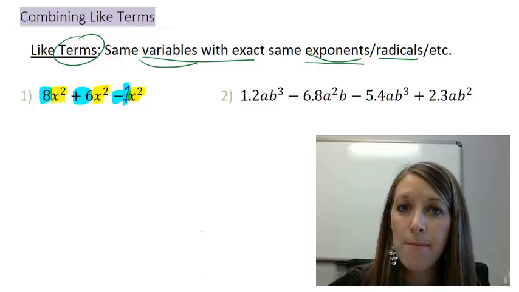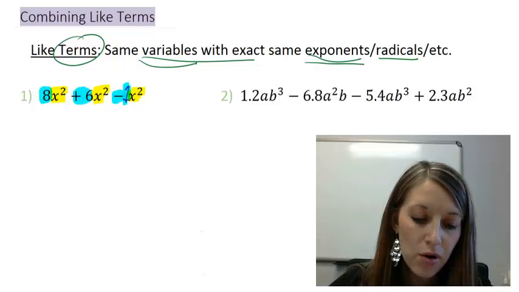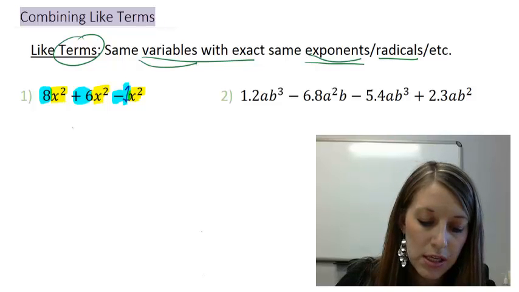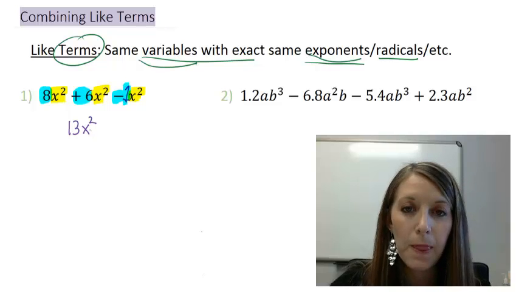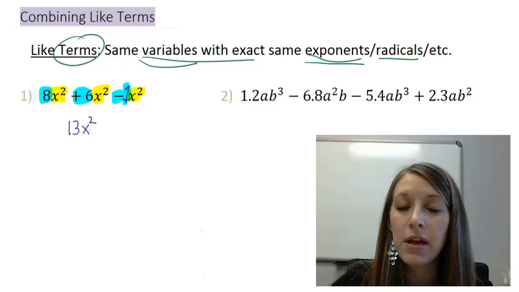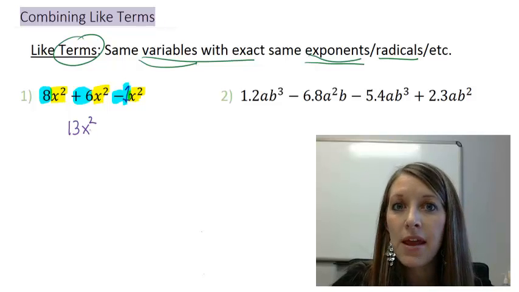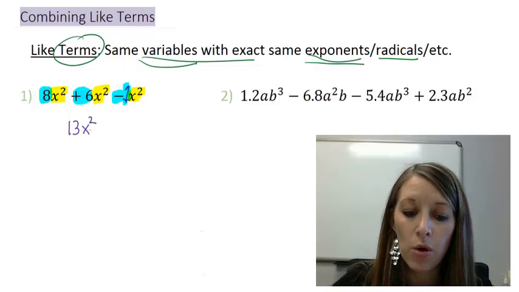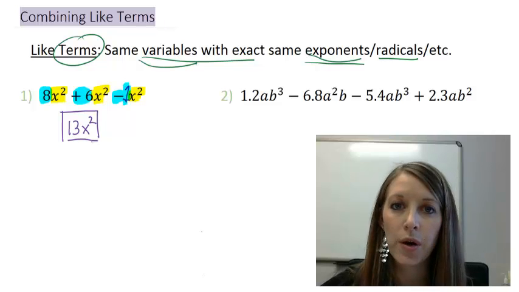And once we do that math and we attach the like term to it, that is how we combine like terms. So 8 plus 6 gives me 14. 14 minus 1 gives me 13. So this simplifies to be 13x squared. I combine the numbers, meaning I combine the coefficients in front, and then I just attach the like term, meaning the same variable, same exponents along with it. So my answer to example 1 is 13x squared.